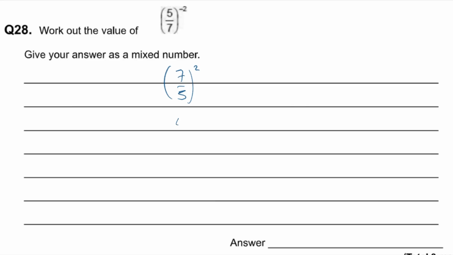So 7 squared is 49, 5 squared is 25. Mixed number, so 25s into 49 go once, remainder 24, don't they? So that's equal to 1 and 24 25ths. Okay, so 1 and 24 25ths.